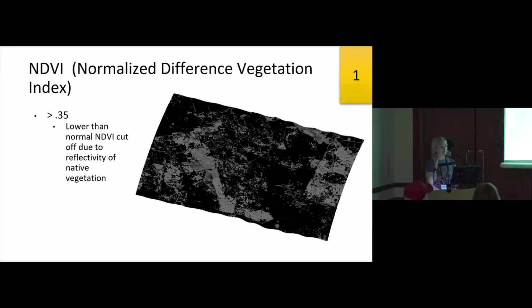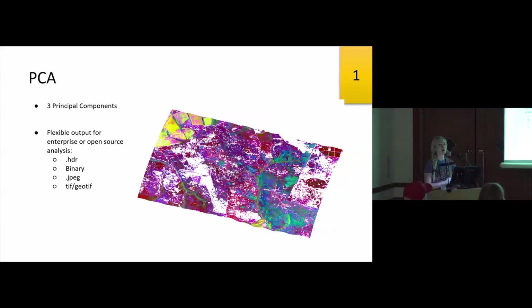I take that mask and put it into my whole hyperspectral imagery and run this principal component analysis. Like I said, this is for 3 components, but we are looking at more, and it will do a flexible output where you can use enterprise or open source formats with header files, binary files, JPEG, and/or TIFF and GeoTIFF if you want to use that.